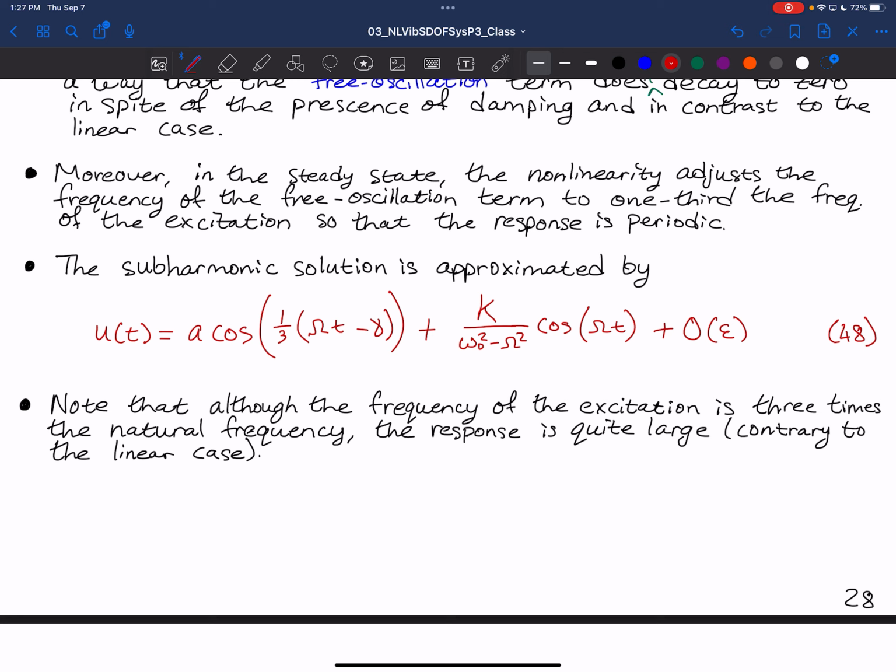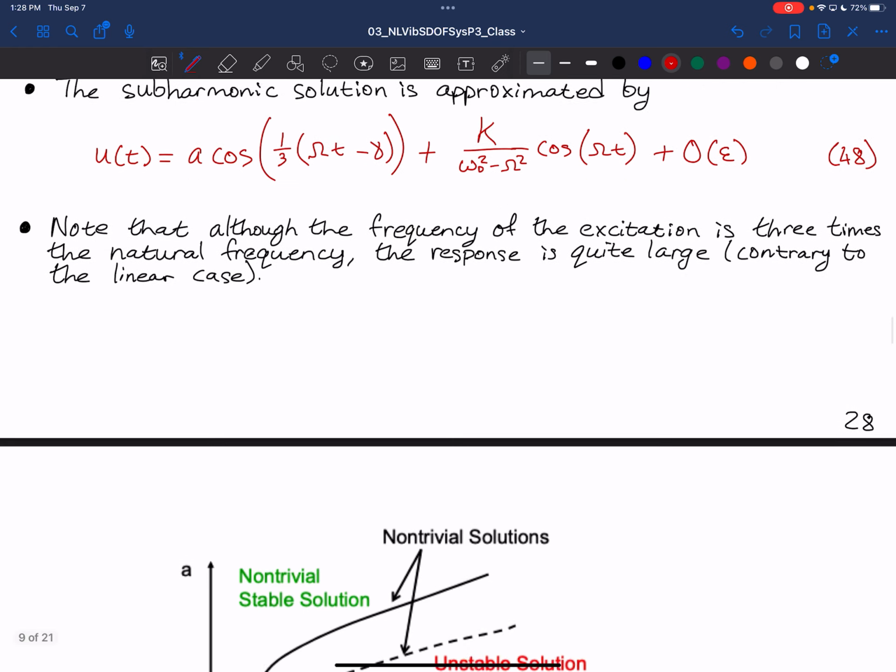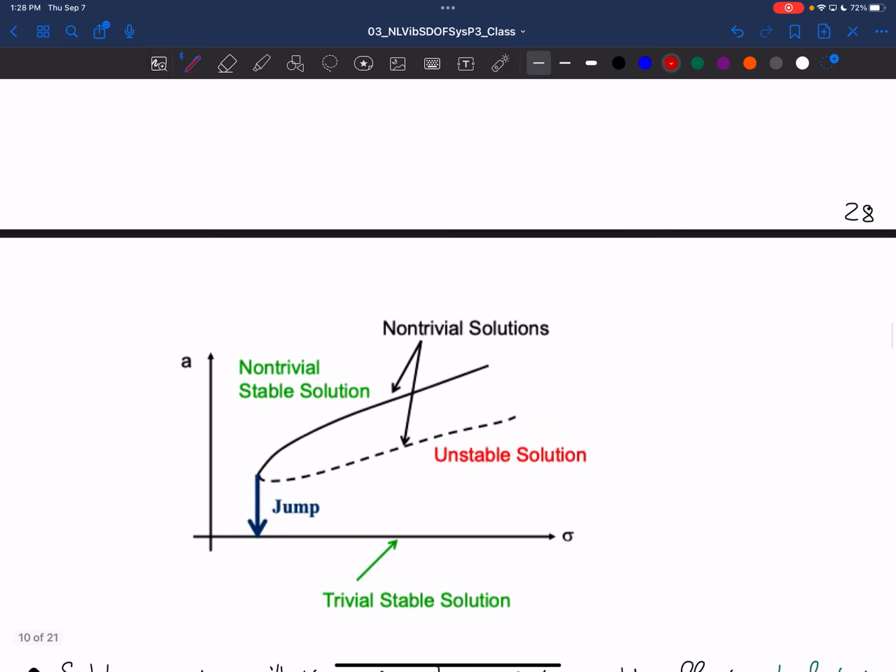And so another thing you should note is that although the frequency of excitation is 3 times the natural frequency, or the linearized natural frequency, the response is still large in this case, in contrast to the linear case or the non-resonant case. Again, because this is a type of resonance. Okay, so let's take a look at the possible types of solutions that can exist.